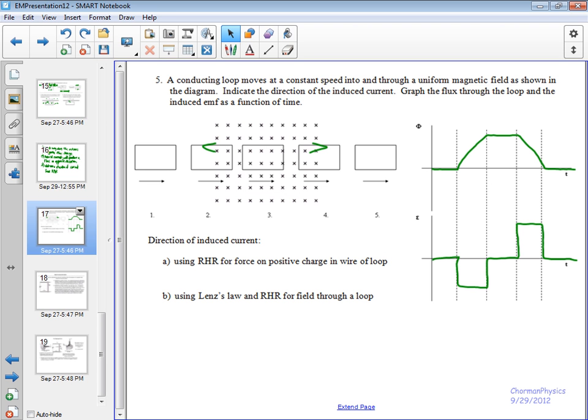So that's it. That is Lenz's law, and we'll do more practice and simulations with that in class.